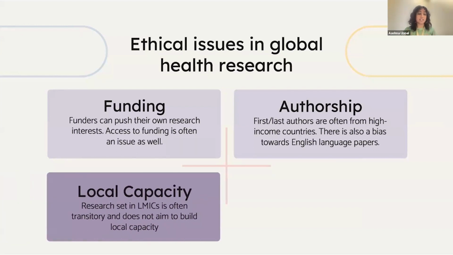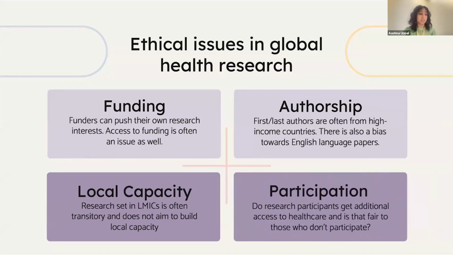Third is local capacity. This is a big one. Research set in LMICs is often transitory and does not aim to build local capacity, so interventions are often unsustainable. And finally, we have participation. Studies conducted, whether they're observational or experimental, require participation. And participation is often incentivized in some way, like participants get a free diagnostic test of some sort or a free health checkup. But is it fair that those who don't participate don't get that access to healthcare?